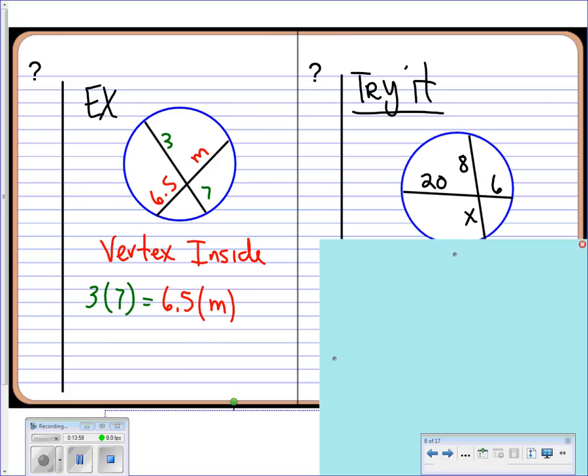All right, I'm just going to slide that over to the left, and then I'm going to expose a try-it problem. Why don't you go ahead and give that one a shot? See if you can just write the equation. Don't worry about solving for x, just write the equation, come back and check.